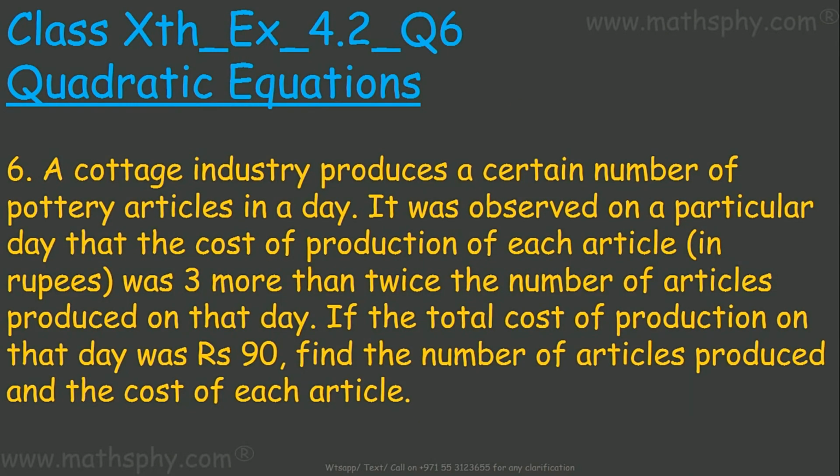This question says the cotton industry produces a certain number of pottery articles in a day. It was observed on a particular day that the cost of production of each article in rupees was 3 more than twice the number of articles produced on that day. If the total cost of production on that day was rupees 90, find the number of articles produced and the cost of each article. The cost of each article is 3 more than twice the number of articles produced on that day.